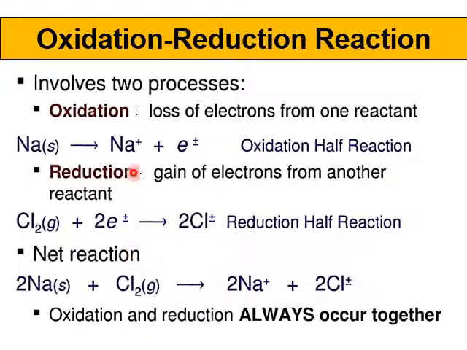When we combine these two half equations, we can get a net reaction. The net reaction is 2Na plus Cl2, giving 2Na+ and 2Cl-. So you have to multiply the equation by 2, that's why everything has 2 here. Note in mind that oxidation and reduction always occur together. They cannot go by one hand only.